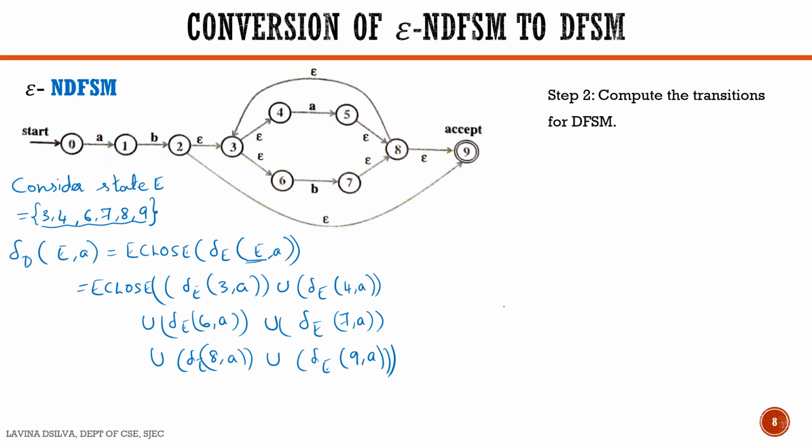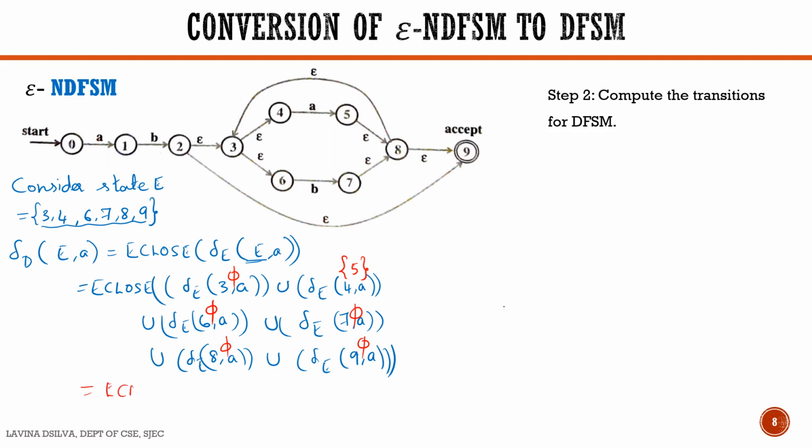For 3 there is no input A, so 5. On 4, yes, we've got one input and we go to state 5. That will be state 5. On 6 we do not have any transition for input A. On 7 also we do not have, on 8 also we do not have, and 9 also we do not have. Therefore, it will be only E close of state 5.